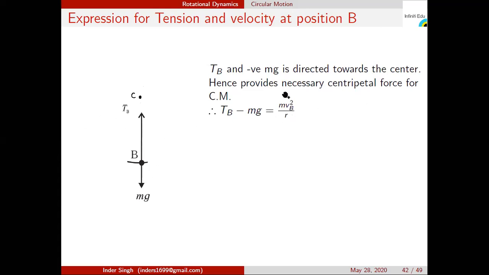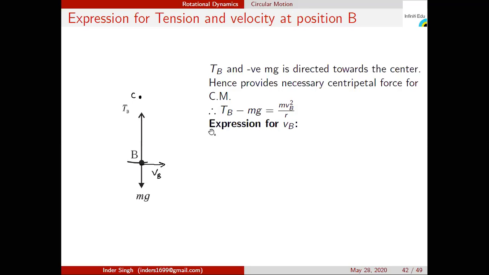The centripetal force formula is what? mvb square divided by r. You have to note vb here. This is the vb, the velocity which is tangentially forward. Then this was the expression for TB. If you take mg to this side, the value of TB will be mg plus mvb square divided by r.